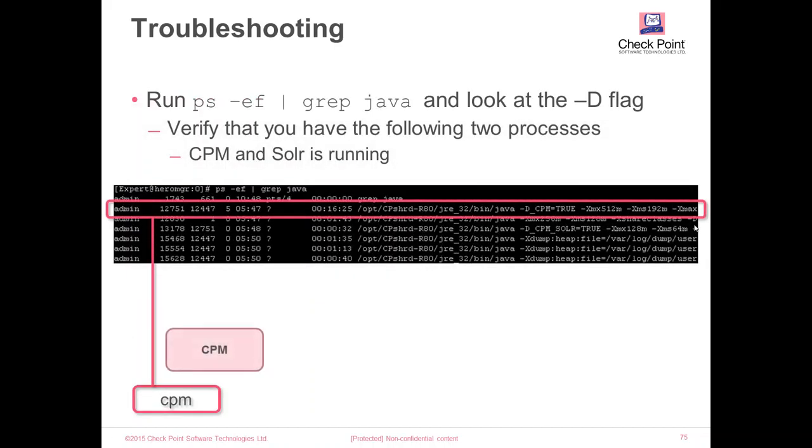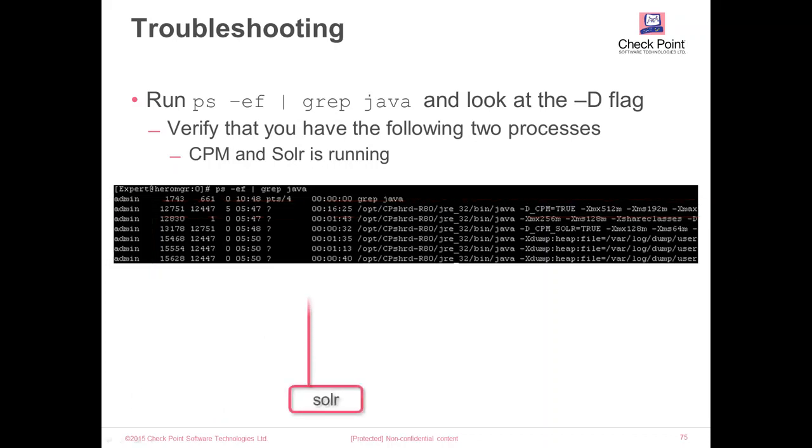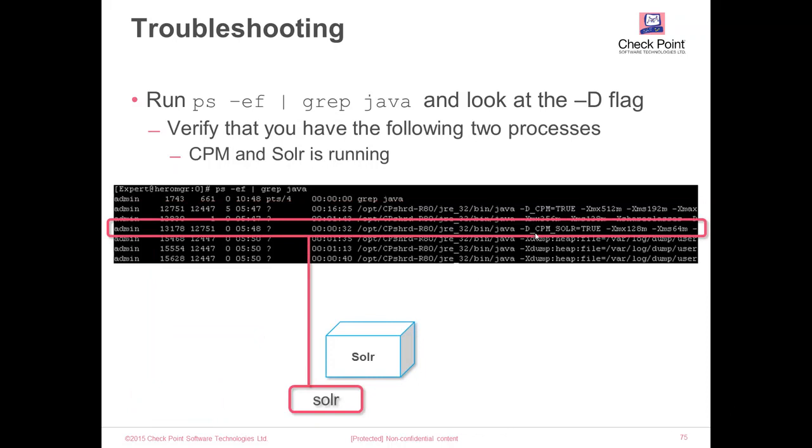If you run ps -ef | grep java and look for the D flag, you can see the different Java processes executed from the jar files. To identify issues with CPM, for example, if you cannot connect with SmartConsole, you can validate that the jar CPM process is actually up and running with this command. If you have problems with indexing, you can check that Solr is actually running, checking that CPM_Solr in the D flag is up and executed.